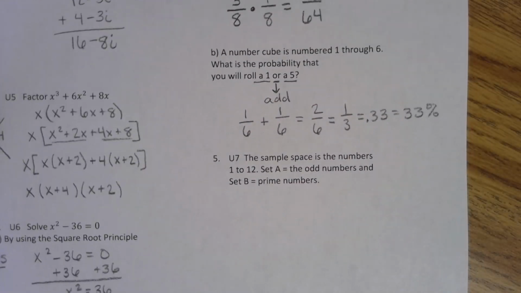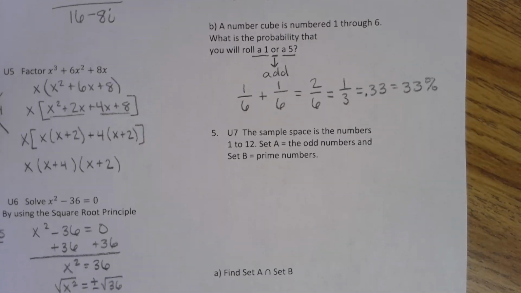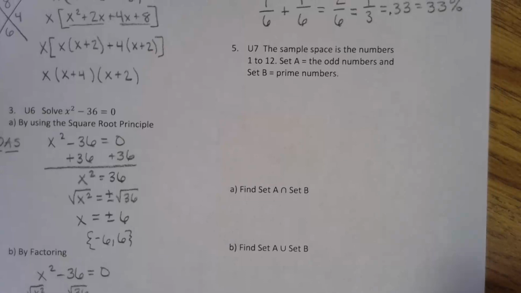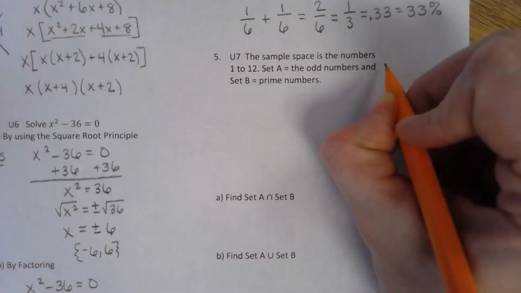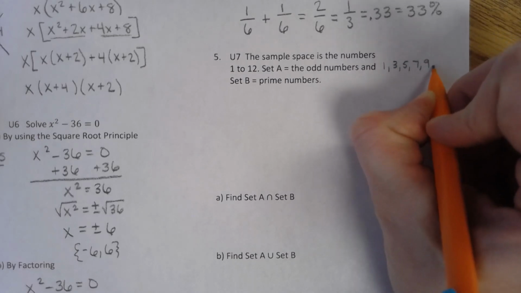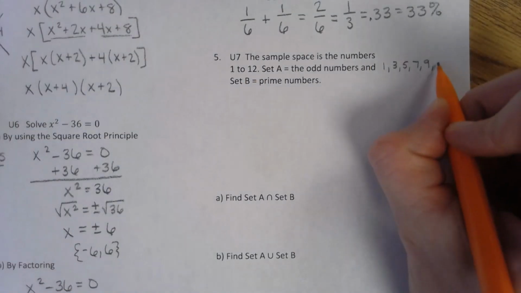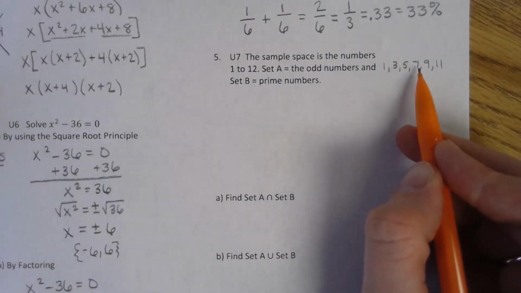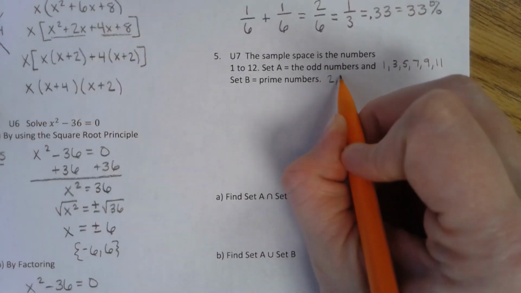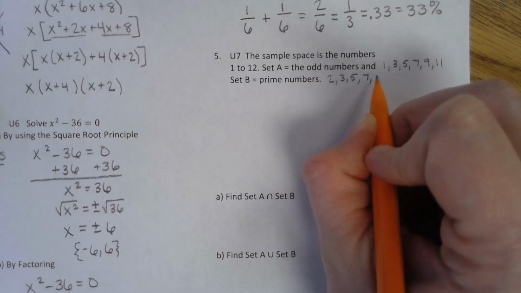Let's take a look at number 5. The sample space is the numbers 1 to 12. Set A is the odd numbers, and set B are the prime numbers. So it helps me just to kind of list those out and provide a Venn diagram in order for me to answer the sets that it's asking for. So odd numbers, 1, 3, 5, 7, 9, and we're going up to 12, so we need 11. 1, 3, 5, 7, 9, and 11. And then our prime numbers are 2, 3, 5, 7, 11.